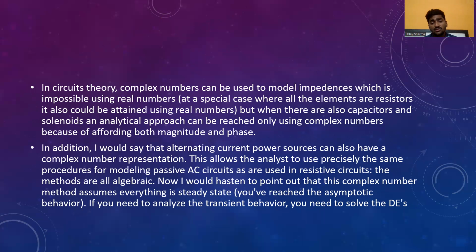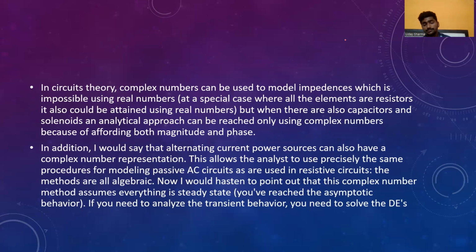Now, I would like to point out that this complex number method assumes everything is in steady state. You have this asymptotic behavior, it is not continuous, it follows a steady state. If you need to analyze the transient behavior, you need to solve the differential equations.